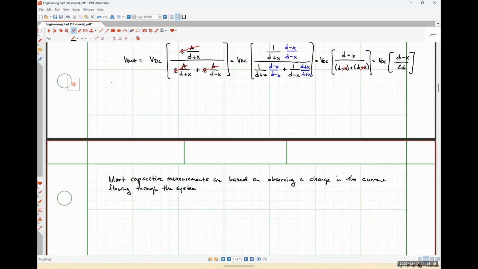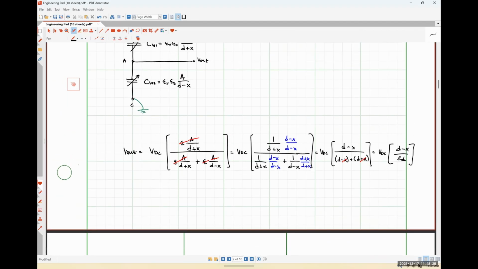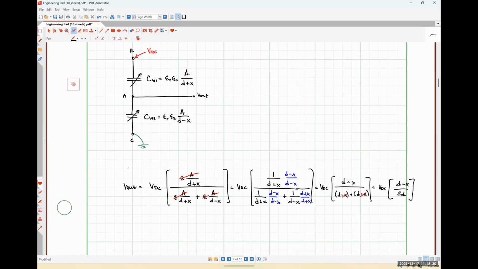And then I come here and I say, well, most capacitive measurements are based on observing a change in the current flowing through the system. And you might be saying, well, what the hell are you talking about? Everything we just did is in terms of voltages. Except that to a DC system, both of those capacitors actually look like open circuits. It's not until we perturb the system that we're actually going to see that impedance, which will cause current to flow. So it is really actually the current that's changing that we are quantifying with that. Okay.